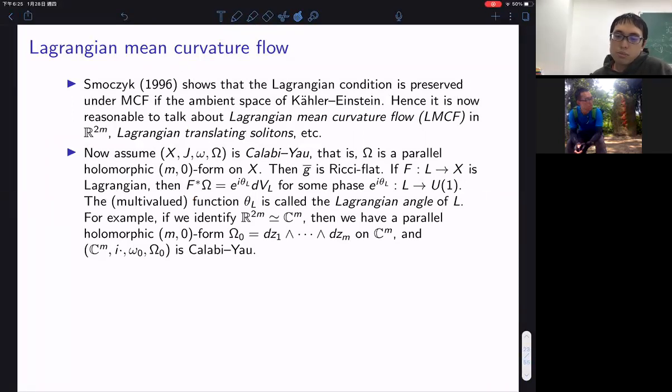Okay, so the typical example: R^2m, or C^m, we have the parallel holomorphic (m,0)-form Omega naught, just dz_1 wedge to dz_m. So this gives you a Calabi-Yau structure on C^m.